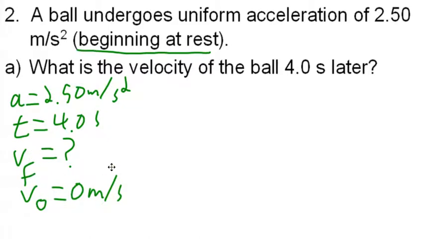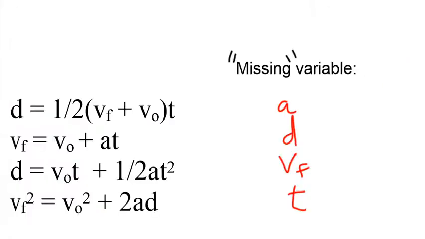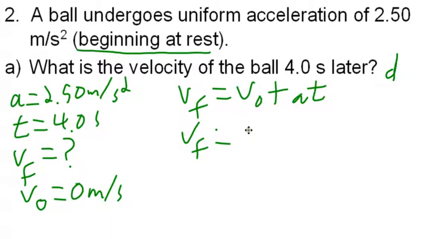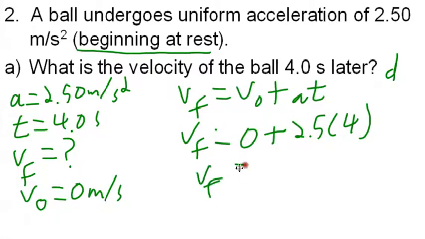When you look at this, we are missing our displacement. So you go back to your list of variables. If we're missing our displacement, that means the only equation that we can use is Vf equals V naught plus At. So we write this out, Vf is equal to V naught plus At, and we start plugging in our variables. So we have Vf that we're looking for is equal to our V naught, which is 0, plus our acceleration times our time, which tells us that our Vf is equal to 10 meters per second.